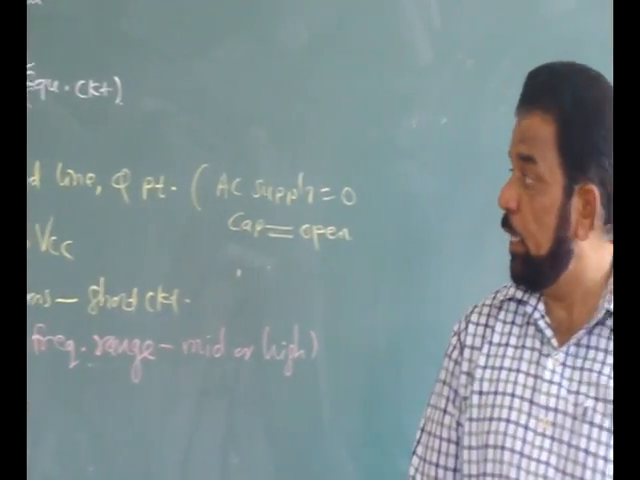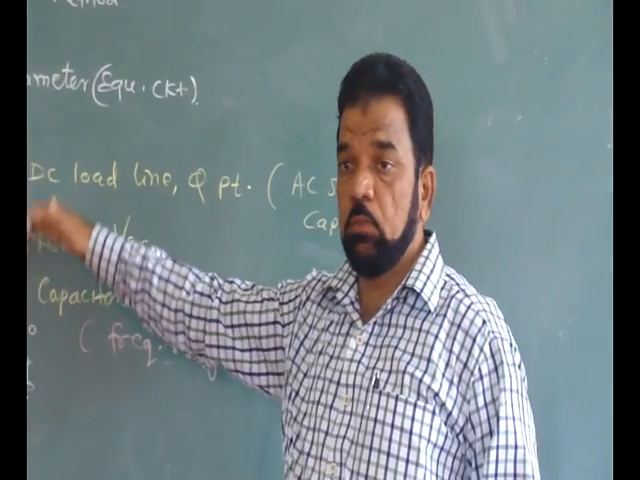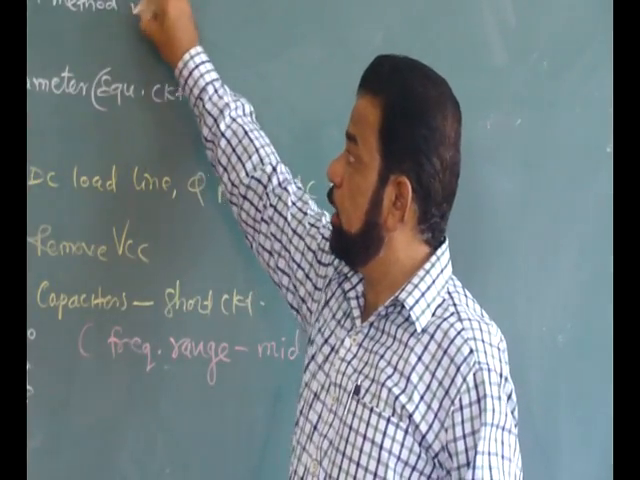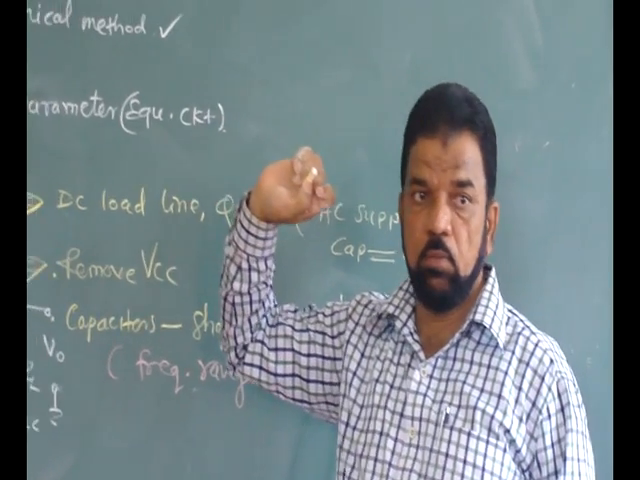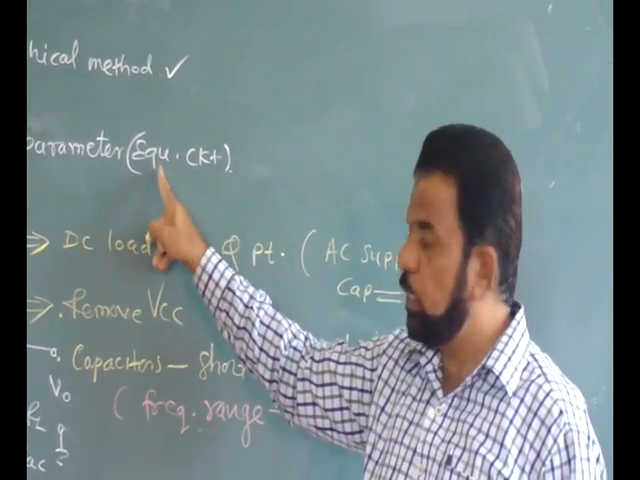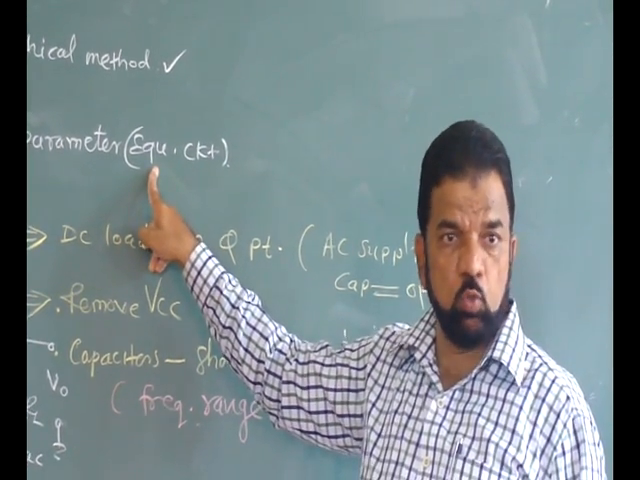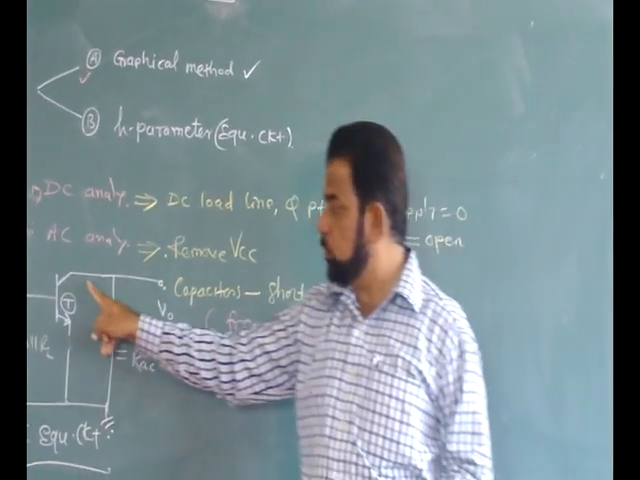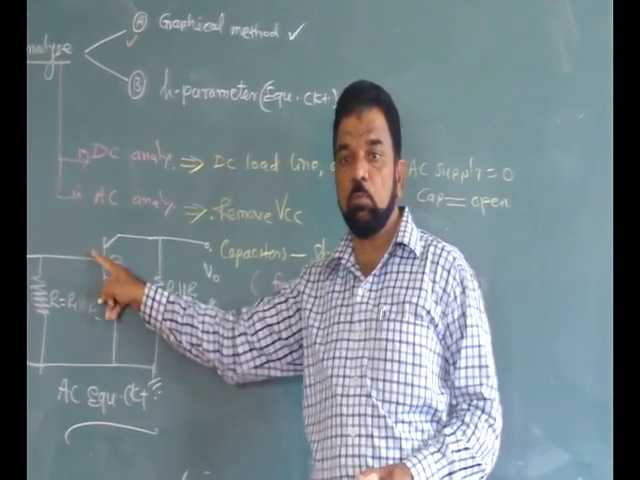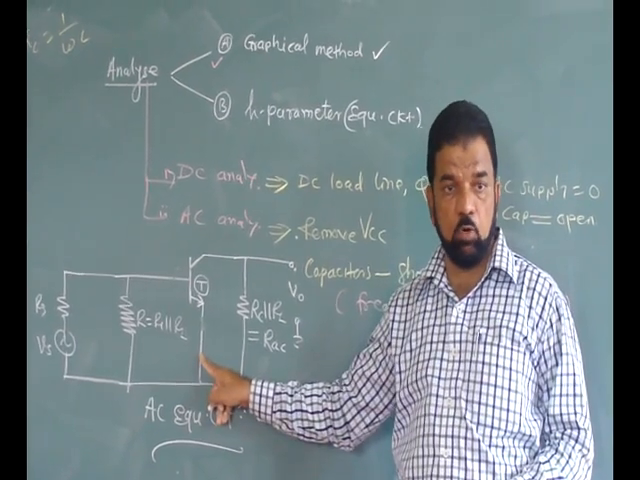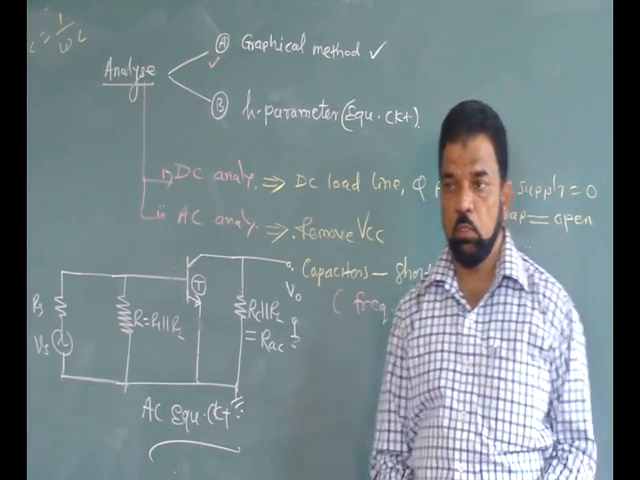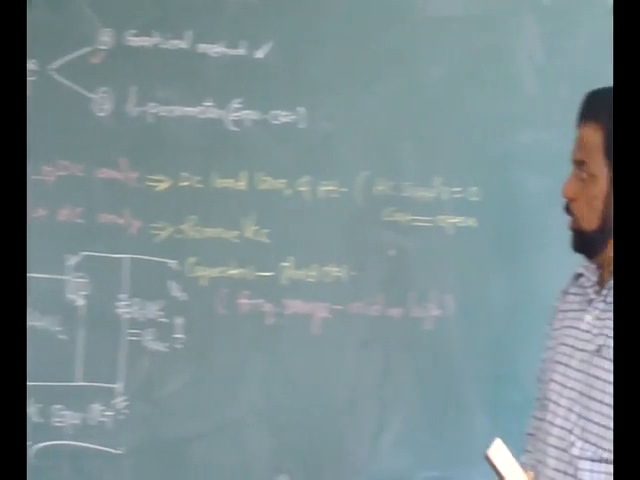That means for complete analysis you have to cover both the steps, DC and AC. Our graphical method is going on. As far as this method is concerned, only one step we have to add. The transistor should be replaced by its model, the H parameter model. If you replace that, you will cover the equivalent circuit method.